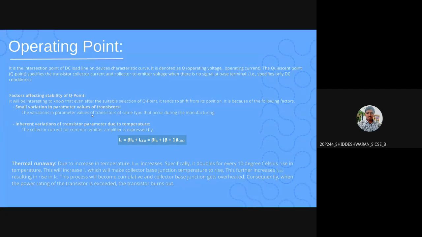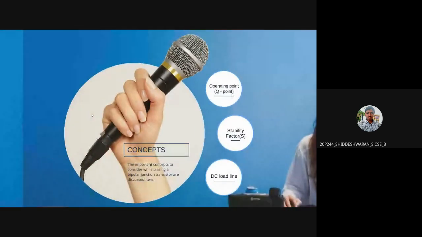And we should note that thermal runaway is a main factor which affects the efficiency of the transistor. If thermal runaway occurs, it could even damage the transistor permanently. And the other factor is the stability factor.